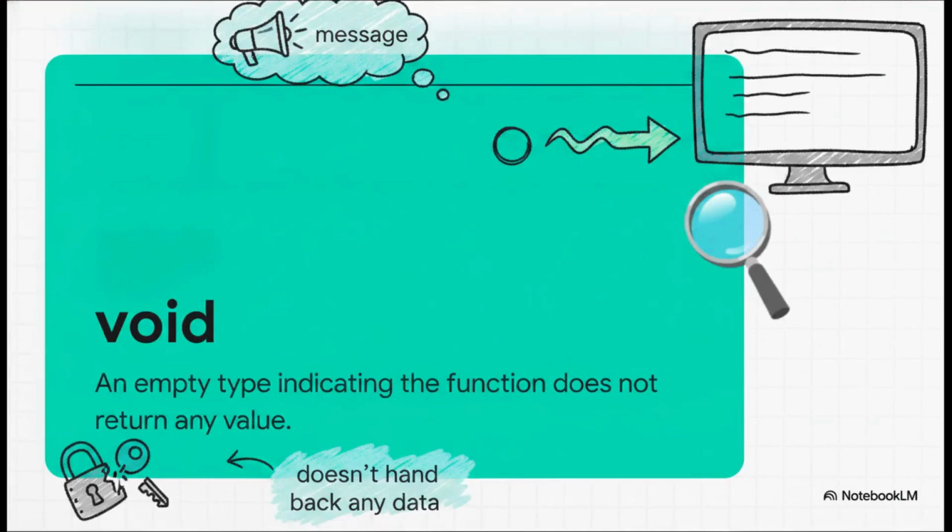But wait, what if your function doesn't actually need to hand any data back? Like, what if it's just printing a welcome message to the screen? In that specific scenario, we use a return type called void. And void quite literally means empty. It just tells the compiler, hey, this function is only meant to execute a task, so don't expect it to give you back an integer or a double when it's done.